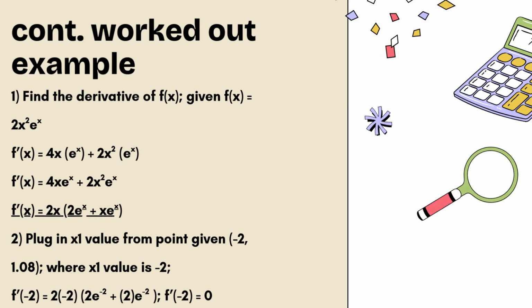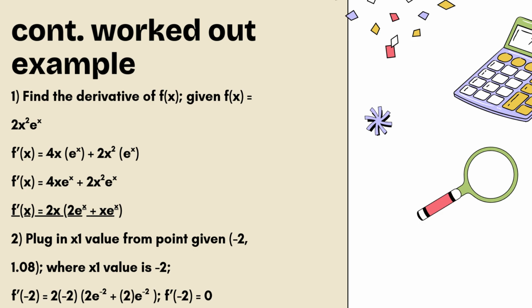So again, let's continue working on our example. The first step is to find the derivative of the function provided, which was f of x is equal to 2x squared e to the x. We use the product rule to solve for the derivative here, because this function is the product of two functions, 2x squared and e to the x. So we find the derivative of the first function times the second function, plus the first function times the derivative of the second function.